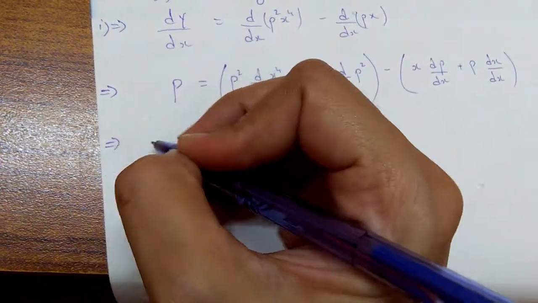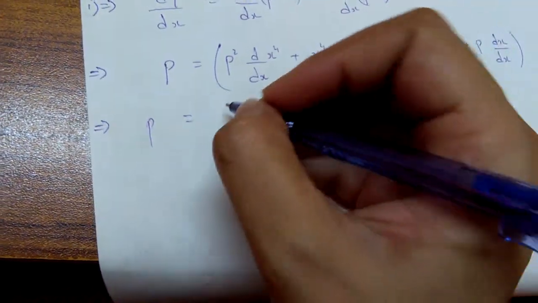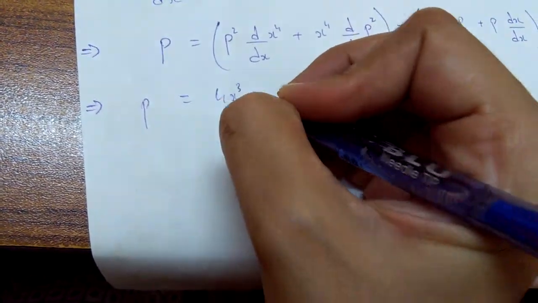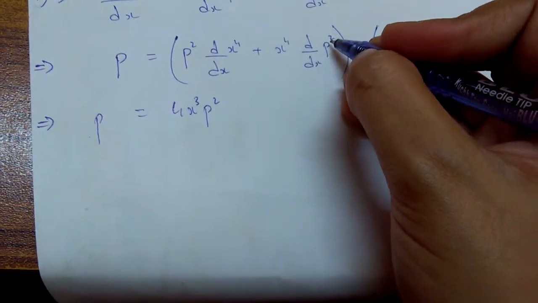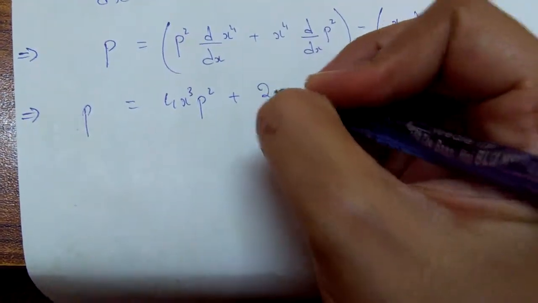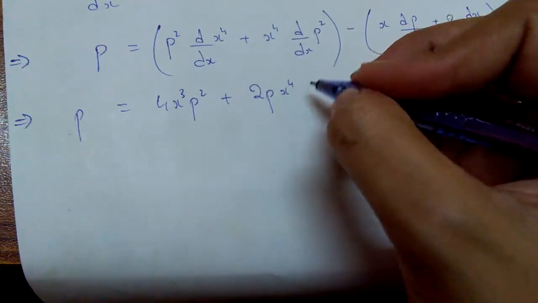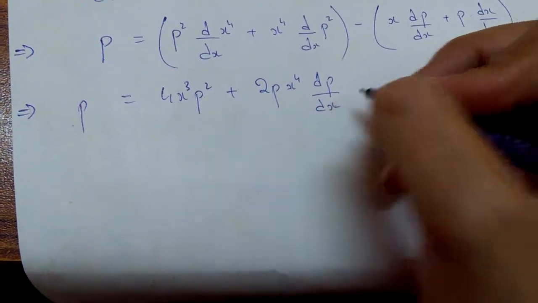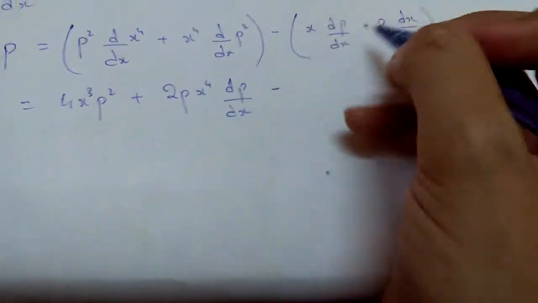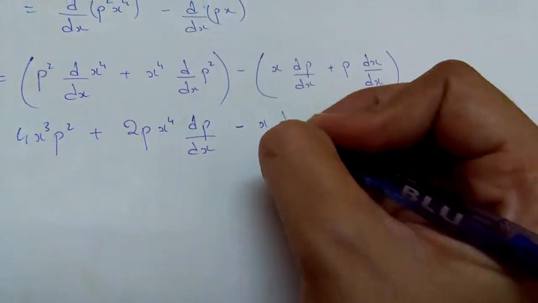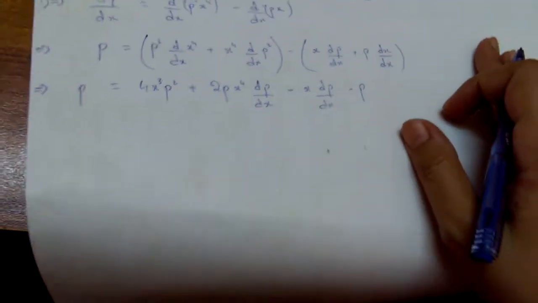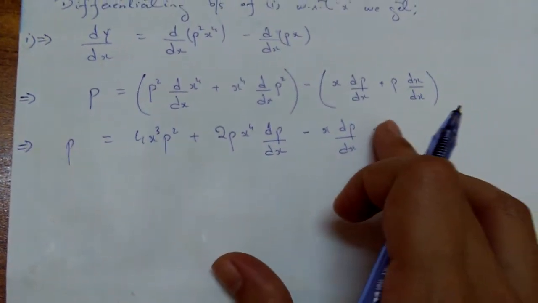And now we just keep on moving, performing our derivative rules, so it becomes 4x cubed p squared, and this is going to be 2p x power 4, and on applying the chain rule on p, it looks something like this. And then we are just going to open the parentheses here. It becomes x dp by dx. This is definitely 1, so that's it. Now we are going to shift this entire right hand side towards the left.